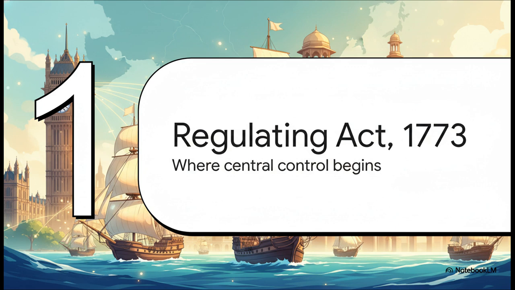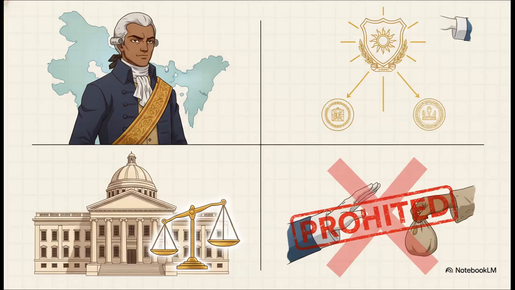You have to understand, before this, the East India Company was kind of running wild with a ton of autonomy. This act was a total game changer. It was the moment the British Parliament stepped in, put the company on a leash, and really began that long process of centralizing power over India.